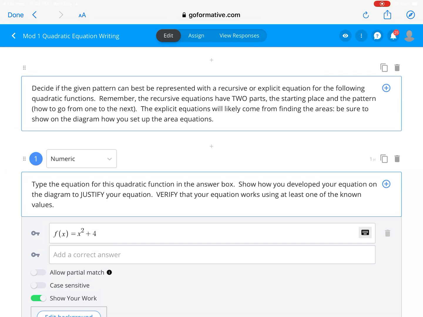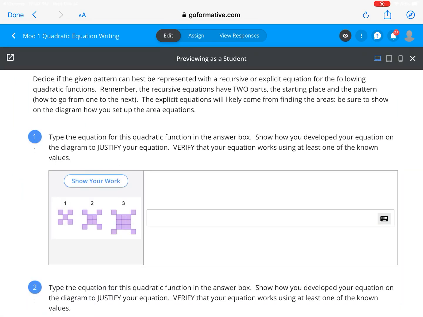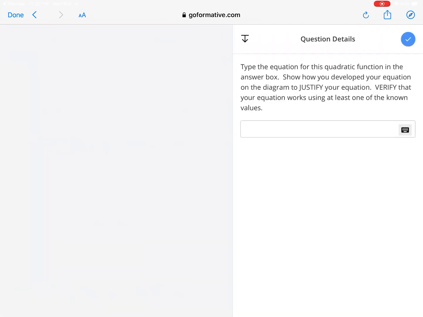Okay. So number one, type the equation for the quadratic function in the box, and then you have to show how you develop your equation on the diagram. If you don't do that, you don't get credit, so make sure to do that. Verify your equation works. Okay, so I actually have the answer key up right now, so let me switch to student view. Okay, you could probably see what it was there, but let's talk about how to do it.